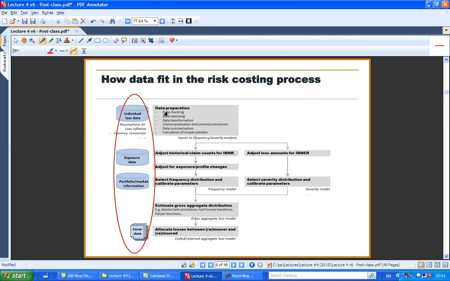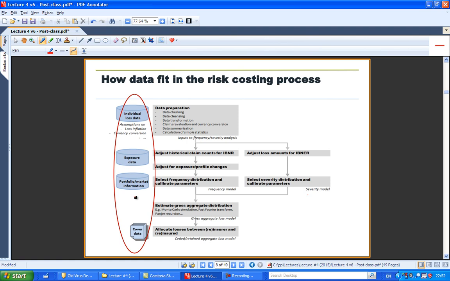And you can see that starting from the top, you have data on claims or losses, as I've called them here, and that's normally on an individual basis, but sometimes it's aggregate losses, the amount of losses per year. Then you have the exposure data, that is information on the amount of risk we are going to take in.